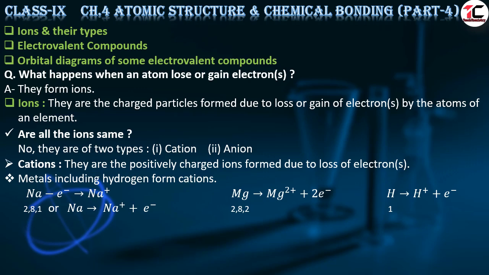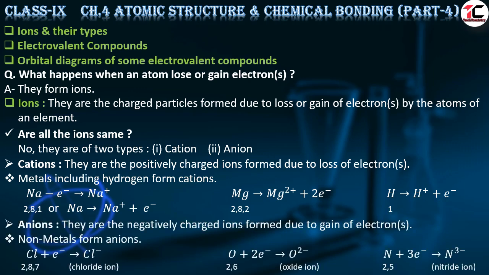In the modern form, we will write it like this: sodium arrow sodium ion plus 1 electron, for the sake of convenience only. Magnesium, its electronic configuration is 2,8,2. So it will lose 2 electrons and form magnesium ion plus 2 electrons. Similarly, hydrogen will lose 1 electron and form hydrogen ion plus 1 electron. Here, hydrogen ion plus 1 electron shows that it has lost 1 electron.